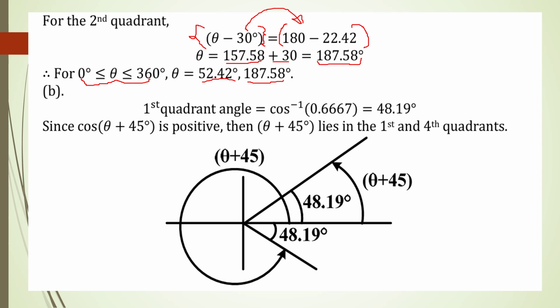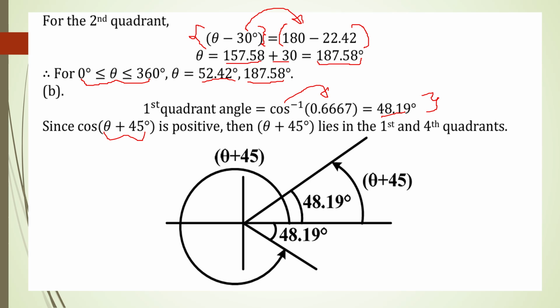Now let's look at part B. For part B, you're going to repeat the same procedure. You don't tamper with the angle first. You simply get the angle in the first quadrant by taking cos on the other side. So it's going to be cos inverse of 0.6667, which is the same as 48.19 degrees. Remember, we say that angles must always be rounded to 2 decimal places.